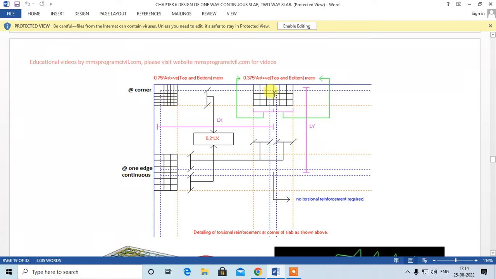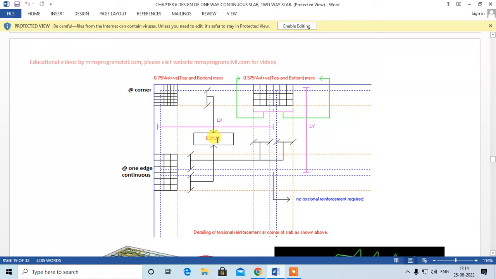When you have one side continuous, the area of steel to be provided over here is 0.75 times Ast x positive. Over here we have two slabs, slab 1 and slab 2, with a common edge. So which Ast x positive will you take? You have to take the maximum of these two. And the length of this mesh should be 0.2 Lx. This should be 0.2 Lx, where Lx is the shortest span.